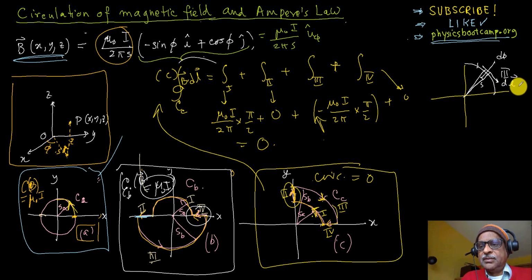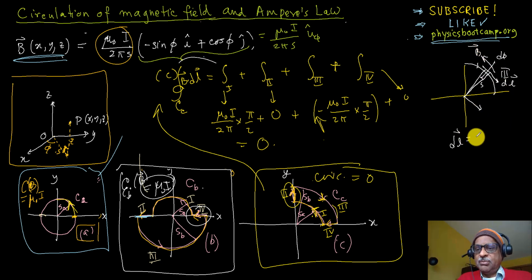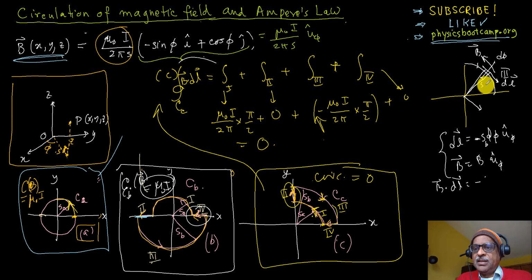This is dl. So you can say dl if I want to do it like this, but the B is in that direction. So dl is going to be opposite to B. B is some B u hat phi. So dl will be minus s d phi u hat phi. So when I take the dot product B dot dl, I get minus s times s of B.